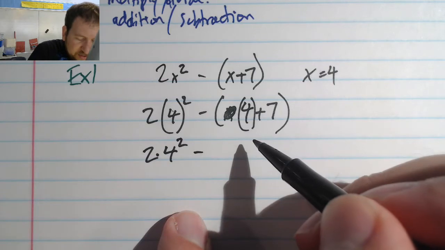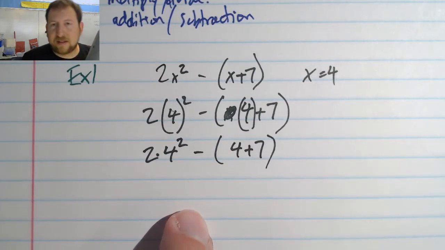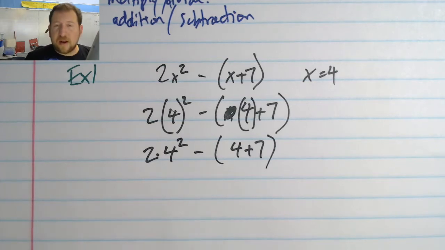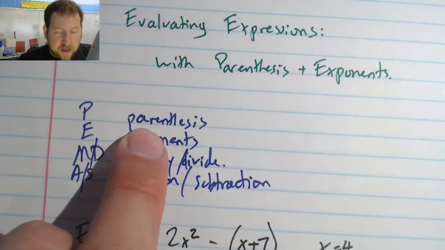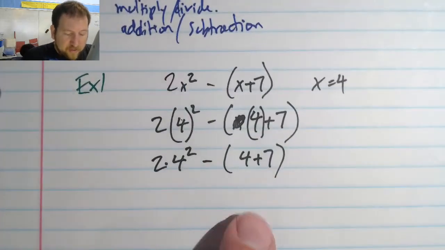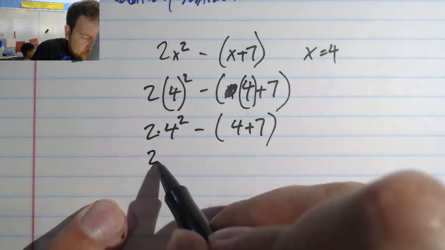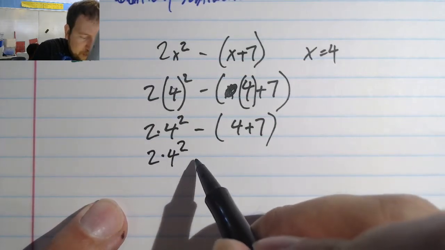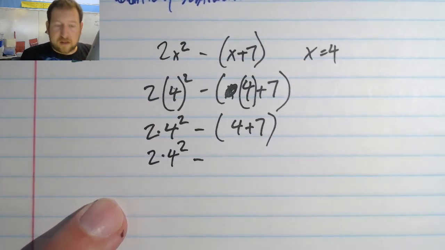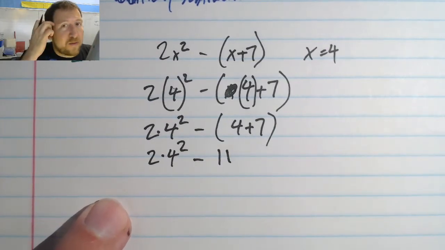I'm going to go ahead and do the same thing here. Now I have 4 plus 7 inside, and I'm going to get rid of my parentheses. Now that I have it simplified a bit, I've gotten rid of some of those sets of parentheses. I need to re-look at what happens next. So again, I have parentheses first on this list. So let's do what's inside of the parentheses before we do anything else. I'll rewrite again. I have 2 times 4 to the second power minus 4 plus 7. 4 plus 7 is 11. I did that first because that was my parentheses.